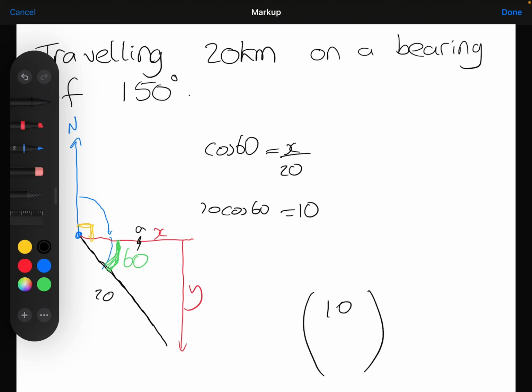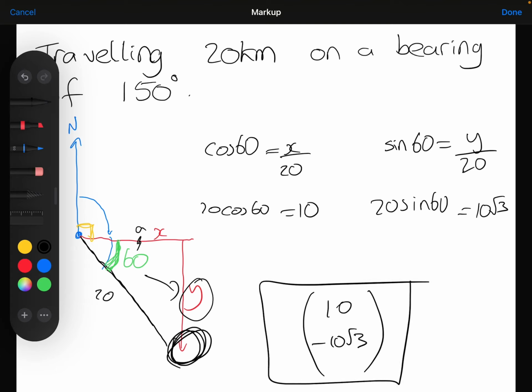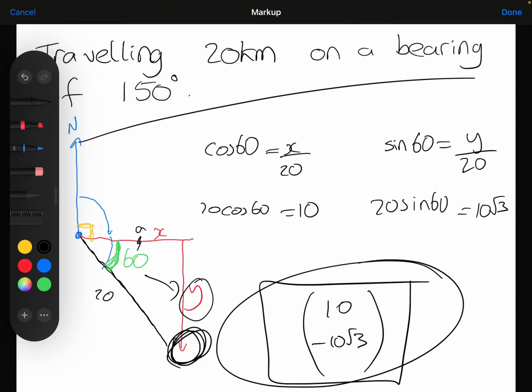Now to work out my y, that is opposite the 60 degrees. So opposite will involve sine. So sine 60 equals y over 20. 20 times sine 60 is going to be 10 root 3. But I need to remember that it was in the negative direction, it was going down. So actually it will be minus 10 root 3 in my vector. Again, this is much nicer than writing this sentence at the top there.